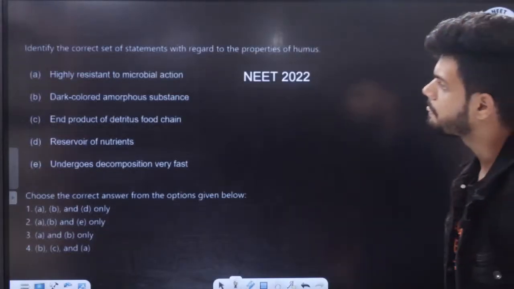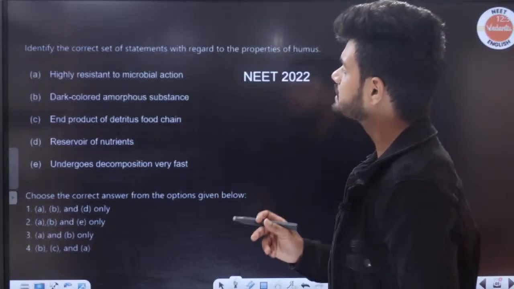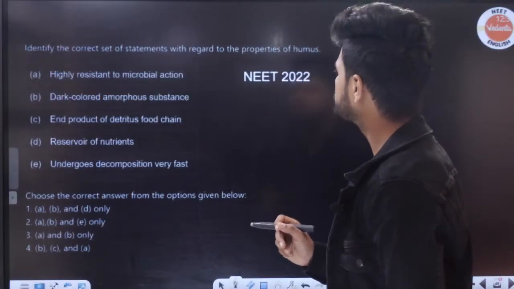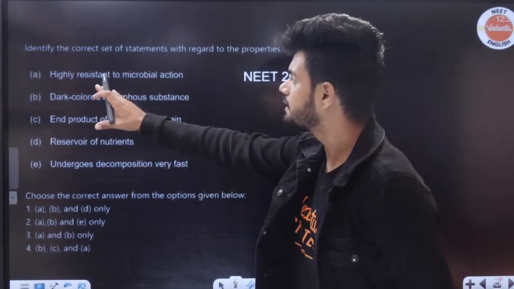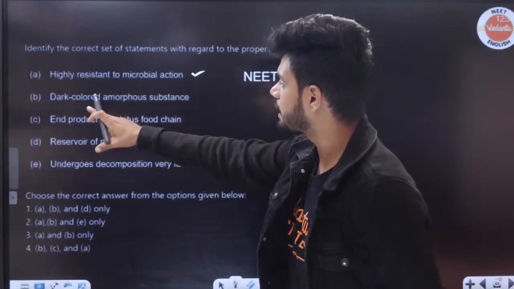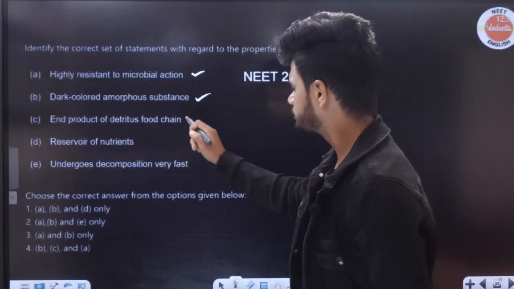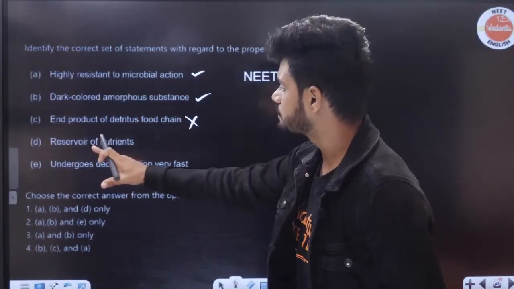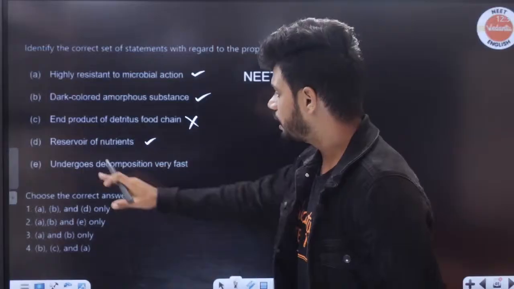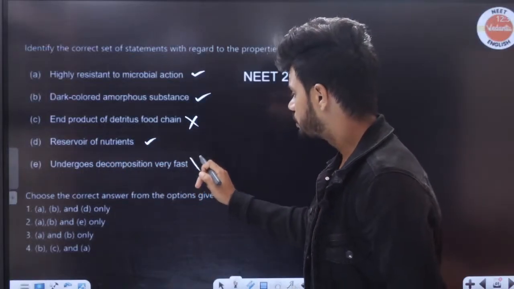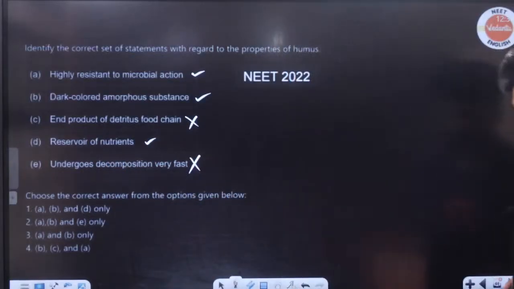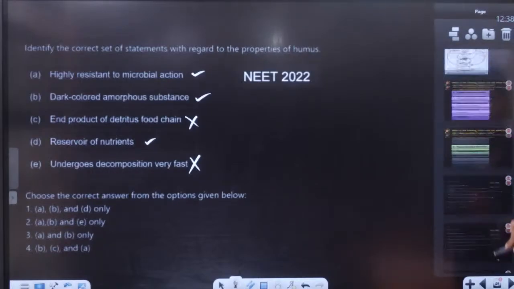Next question. Identify the correct set of statements with regard to the properties of humus. Highly resistant to microbial action. Dark colored amorphous substance. End product of the detritus food chain? No, it is not. Reservoir of nutrients? Yes. Undergoes decomposition very fast? No, very slow decomposition. We wrote it here. Remember?